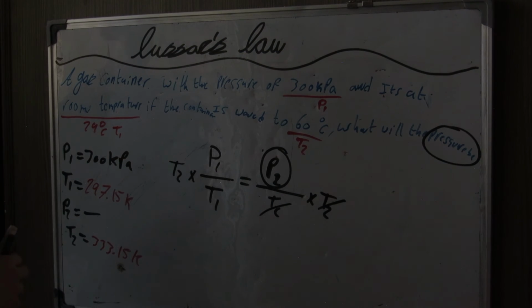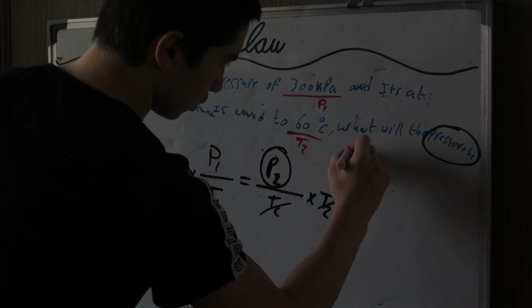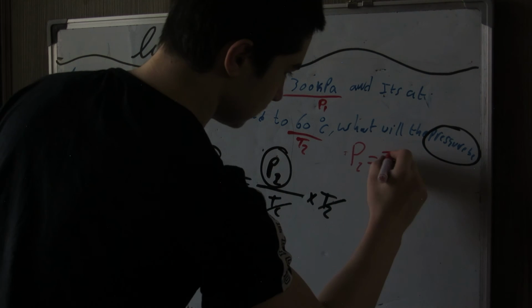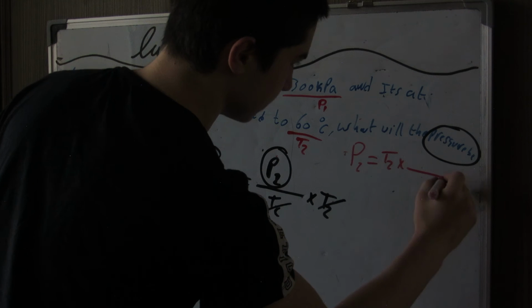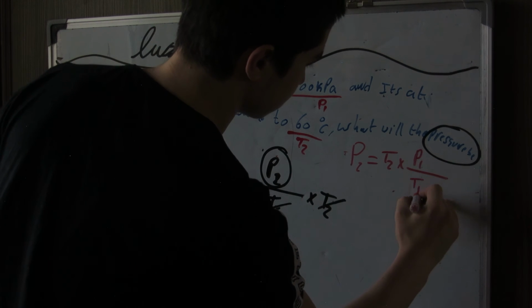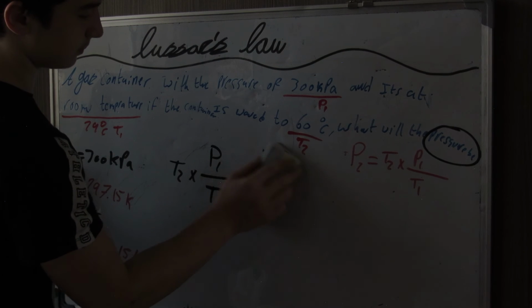So can we rearrange the formula? Yes, we can. To rearrange the formula, what we got is that P2 is on its own, on one side of the equation. Then we have T2 multiplied by P1 over T1. That's great. So now let's start solving the question.